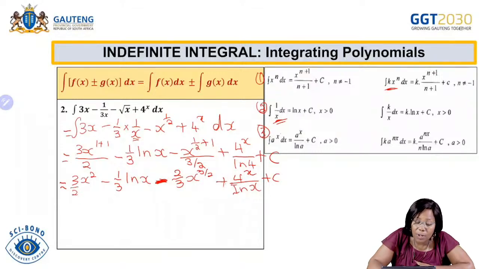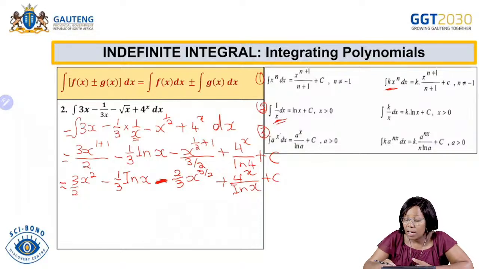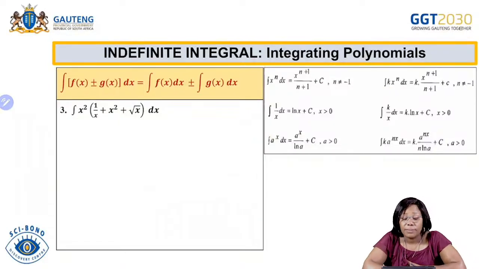Remember, this is not a 1, it's an I, which is ln of x, okay? And then now we are done with this number 2. Remember, do not forget to put a plus c there. Right. And then now the third one.